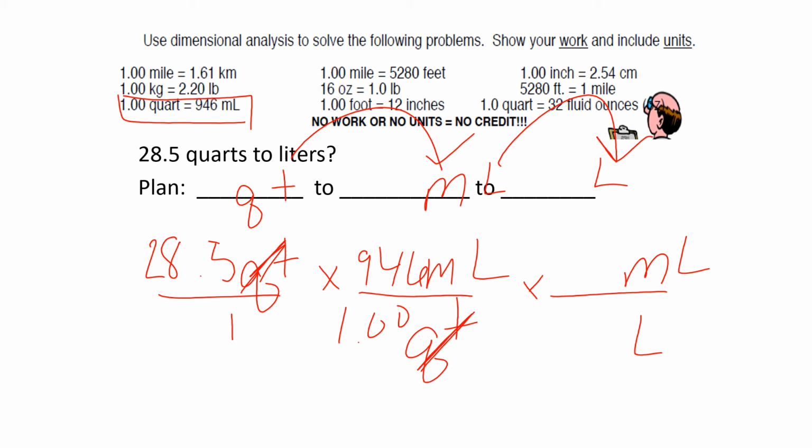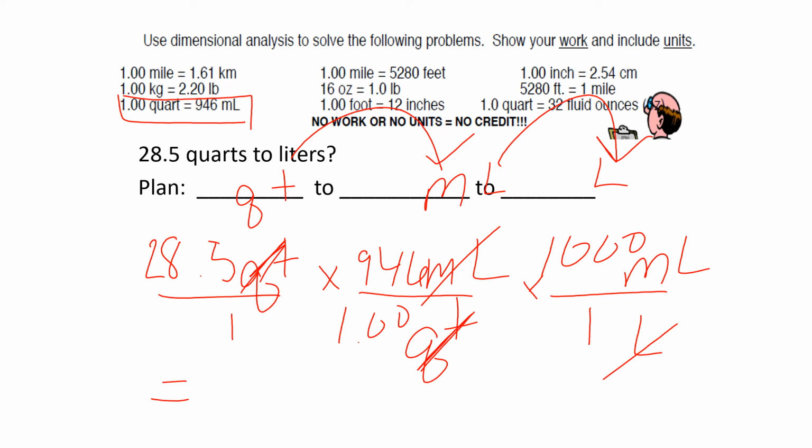This conversion factor is not given in the table because I'm expected to know how many milliliters there are in a liter. What's bigger, a milliliter or a liter? The liter is bigger, so it has a 1. And how many mils are in a liter? 1,000. So this cancels with this. So you'll multiply 28.5 times 946 times 1,000.